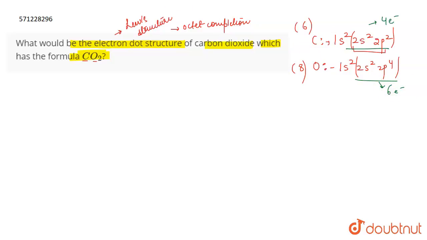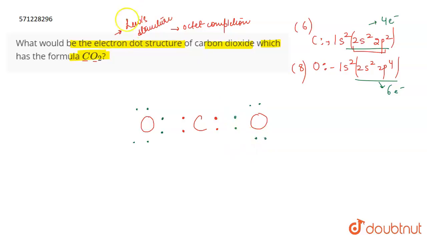Now let us draw the structure. So you have carbon, and carbon has 4 electrons. Now you have oxygen, and each oxygen has 6 electrons in its valence shell. So we can draw it like 1, 2, 3, 4, 5, 6. Similarly here also 1, 2, 3, 4, 5, 6.